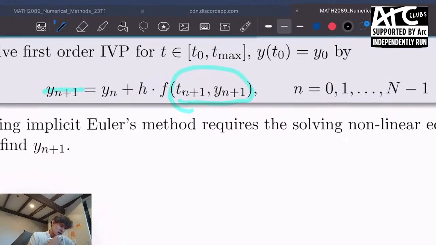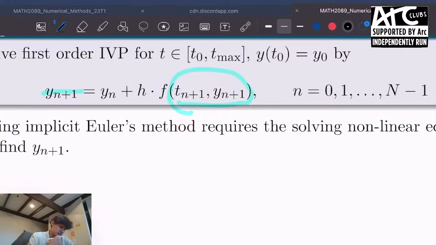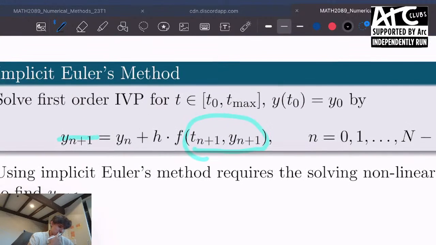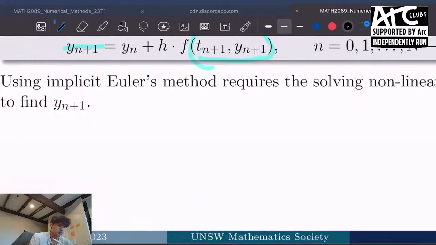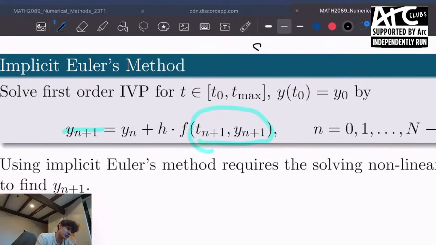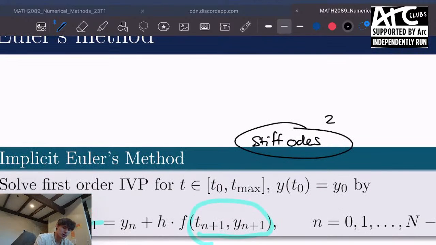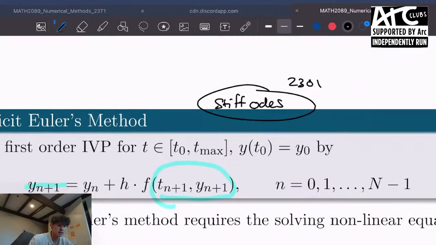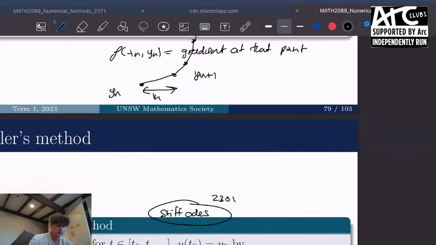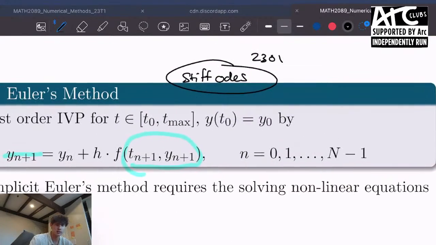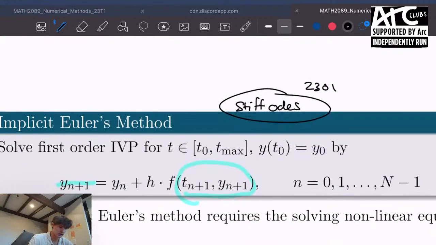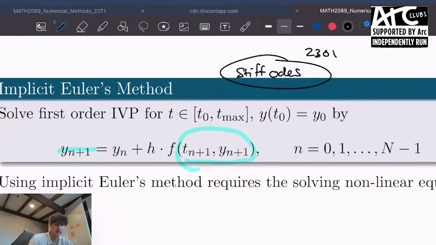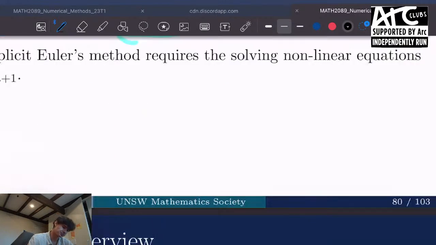So we can see that this method is maybe a bit harder to implement, but the advantage is that it's very useful for stiff ODEs, which is relevant in 2301. I'm not sure if stiff ODEs come up in 2089, but essentially a stiff ODE is one that changes or oscillates a lot when there are small changes. And the implicit Euler's method handles the stiff ODEs a bit better.